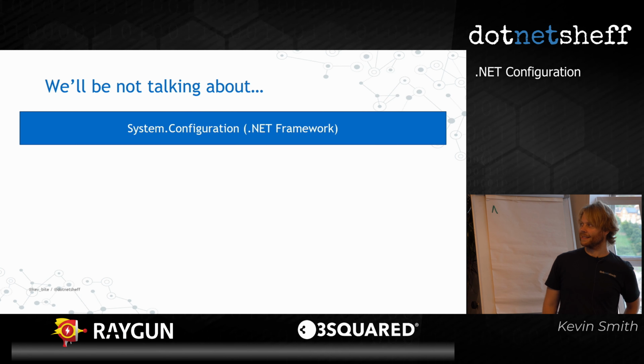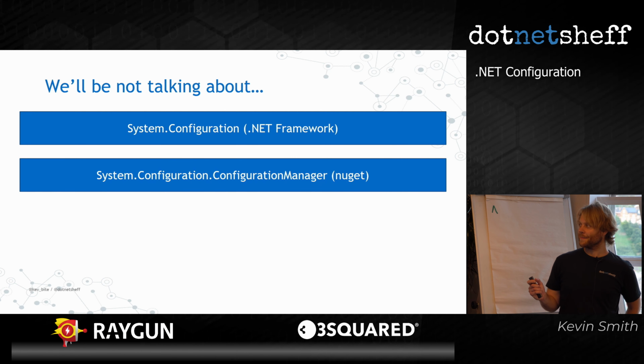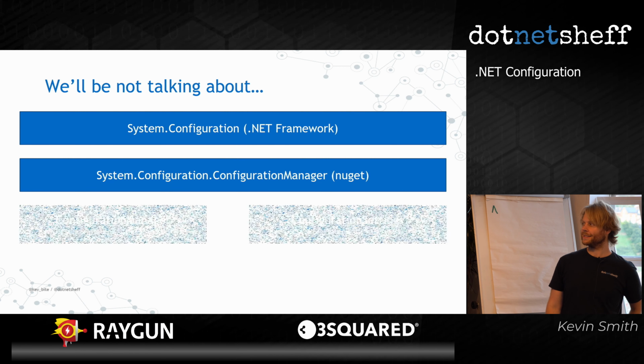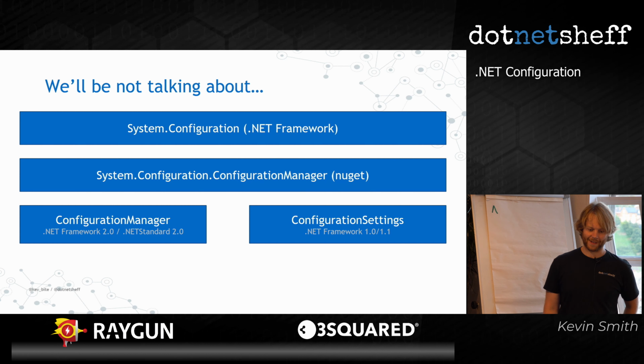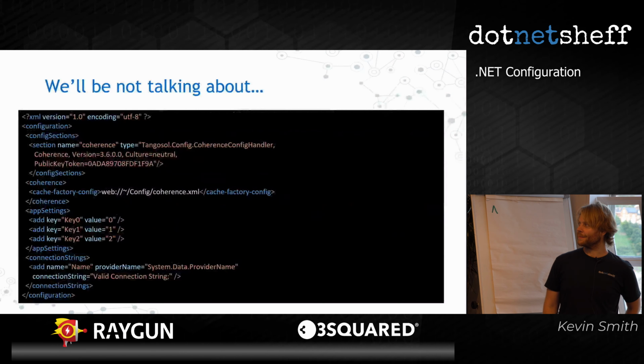So the basics. We're not going to be talking about System.Configuration, which is the old .NET Framework. We're not going to be talking about the System.Configuration.ConfigurationManager, which is the NuGet packaged version of the old .NET configuration, which is targeted to .NET Standard 2. And that includes things like the configuration manager, which is the .NET 2 and .NET Standard stuff, and configuration settings, which is the really, really old school .NET Framework 1 and 1.1. And if you're still using that, then you probably want to cry in a corner. So that means we're not looking at any of this XML loveliness.